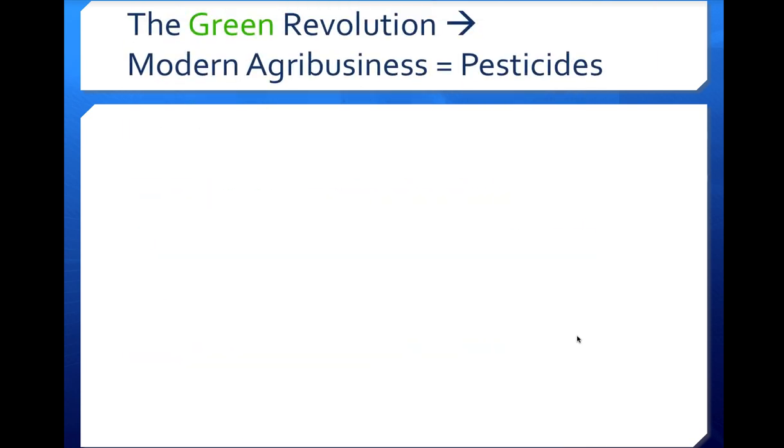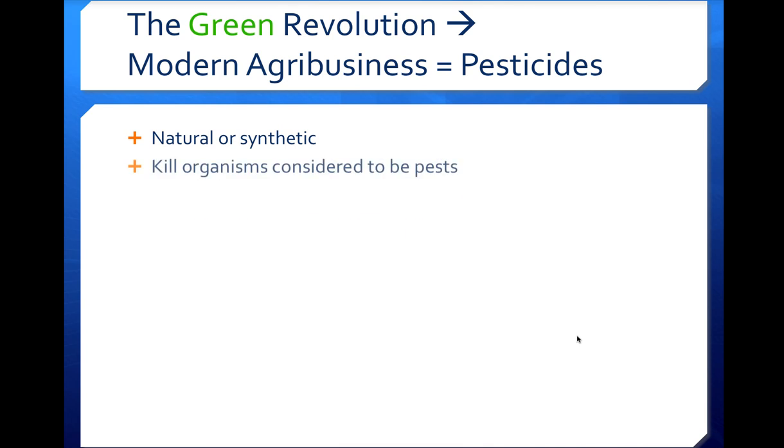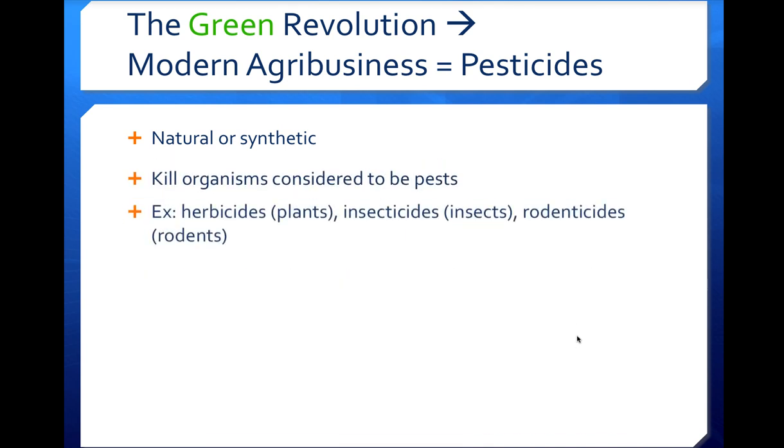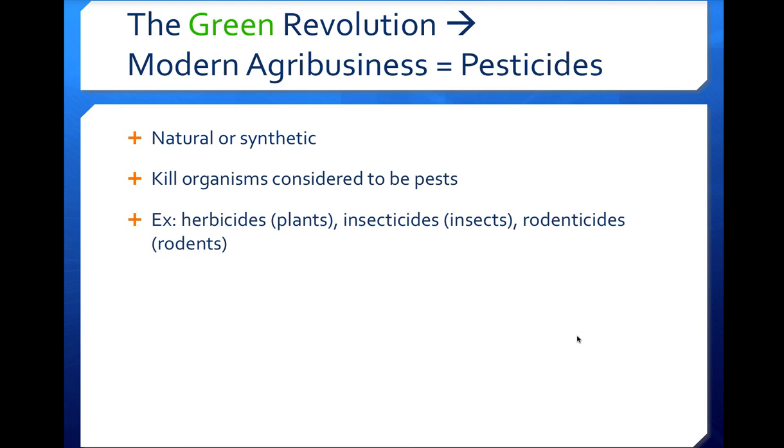All right, the last aspect of the Green Revolution would be pesticides, increased use of pesticides. So pesticides can be either natural or synthetic, meaning they can be either naturally occurring, harvested from plants that grow in nature, or they can be synthetic, meaning that we developed them in chemical laboratories. They kill organisms considered to be pests, and we have several types. Herbicides kill plants, insecticides kill insects, rodenticides kill rodents.